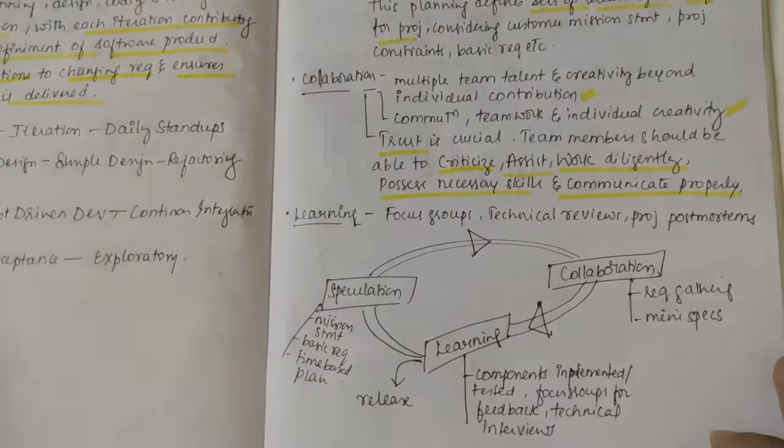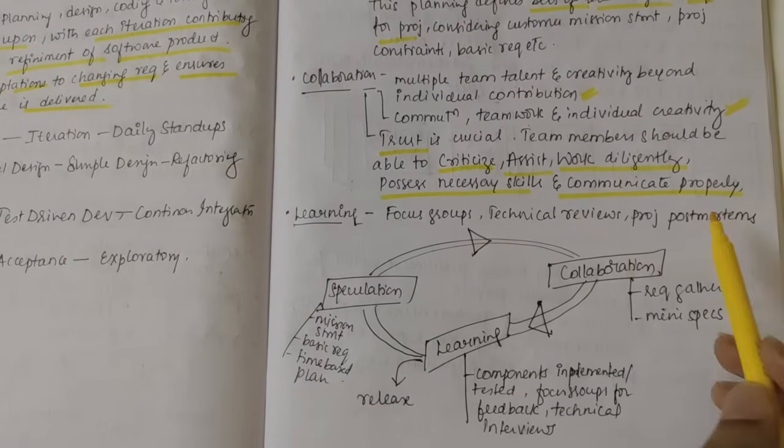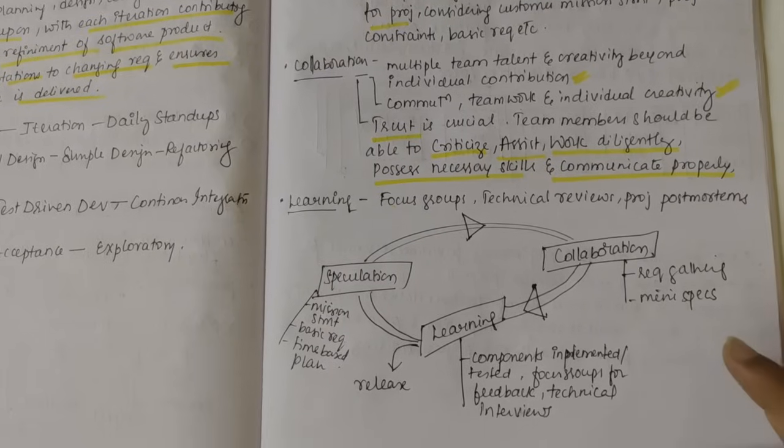Then last we have learning. In learning we have focus groups, technical reviews and project postmortems where we deal with the loopholes which have occurred, and then we start learning, we start reviewing and come up with better solutions. So that's what comes under learning.